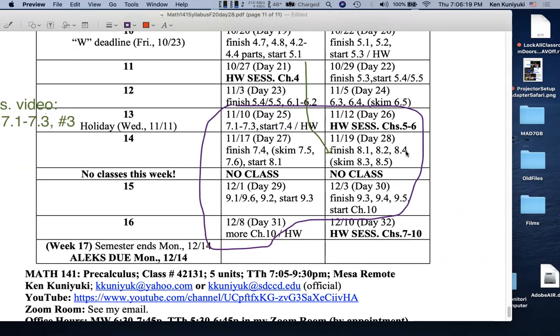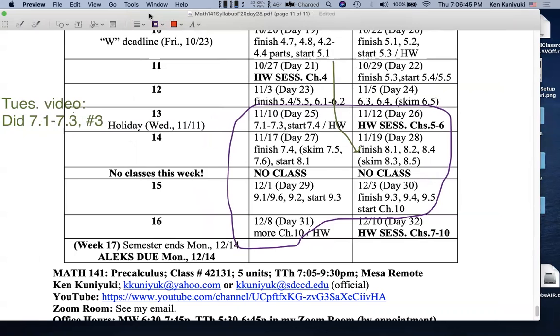8.4 on determinants. Those are the required sections that you have to do the homework on. 8.3 and 8.5 are optional. You don't have to do those homework assignments. I don't even think I have one for 8.5, but 8.3 is optional. That's on matrix inverses. You don't have to do it. 8.5, I don't think I even have any homework, but that's applications of determinants. So remember, you can skip 8.3, and I don't think I have anything for 8.5 anyway.